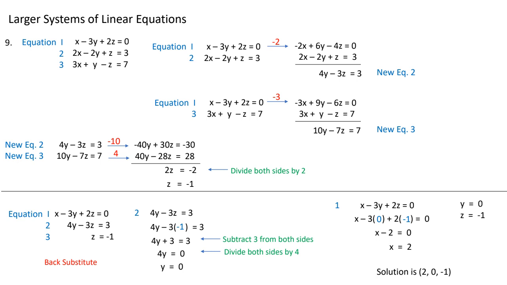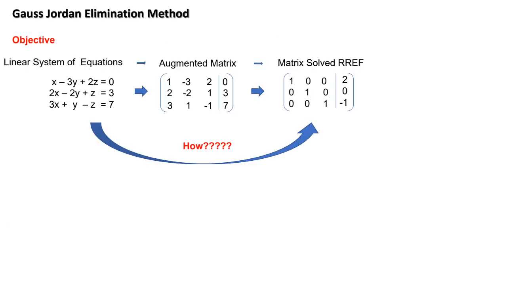So we have x minus 3 times 0 plus 2 times the negative 1 is equal to 0, and when I solve, I get x equals 2. So the solution for this larger system is x is 2, y is 0, and z was negative 1. Okay, so it's basically the same process, even if we have a larger system. We just apply the same concept.